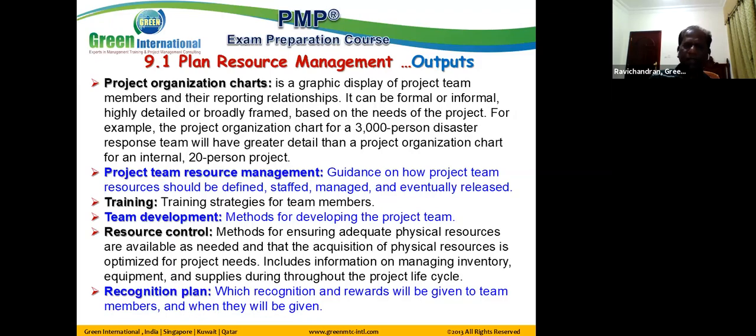Team development: we also need to think about how we are going to develop their teamwork and their competencies. And also we need to think about resource control, how we are going to ensure adequate physical resources are available and the acquisition of resources is optimized for the needs of the project, which includes information on managing inventory, equipment, and supplies during the project life cycle, which is all physical resource control.